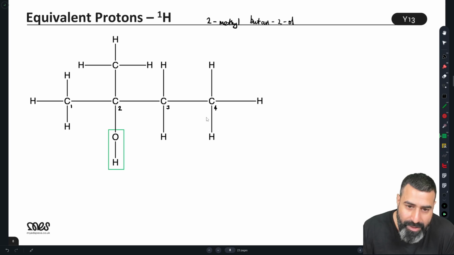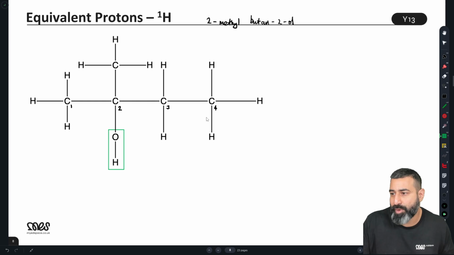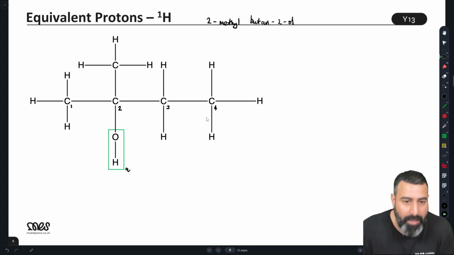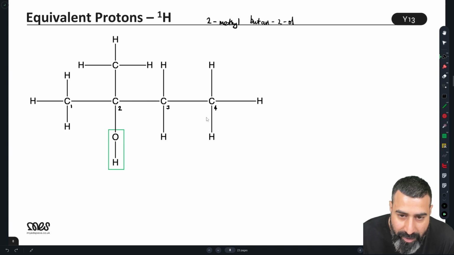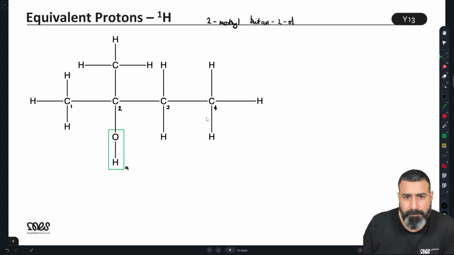Well, that OH is going to be a distinct chemical environment, okay? Because this proton here is attached to an oxygen and I don't have any other protons attached to oxygens. So it's chemically different from the others because they're all attached to carbons. So this is environment A. Let's get the easy ones out of the way. Okay, so now let's have a look.